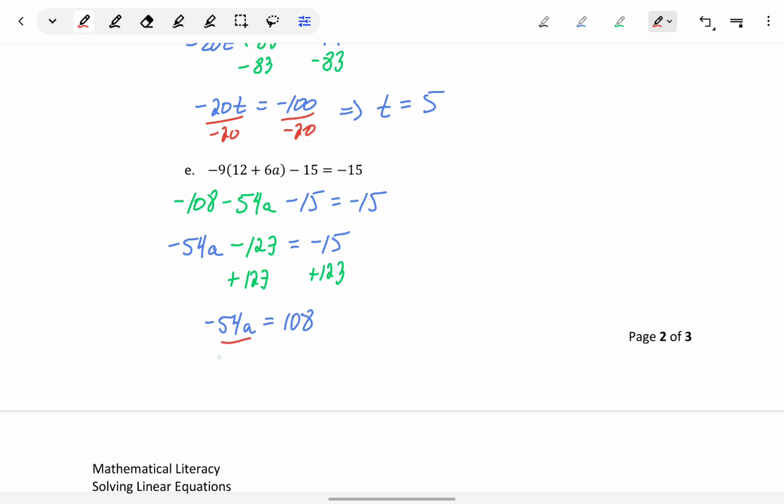And then we'll get rid of that coefficient in front of our variable by dividing both sides by negative 54, which will leave us with a is equal to 108 over negative 54, which will reduce to negative 2.